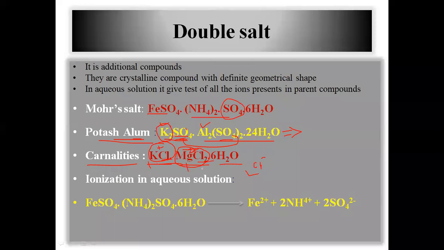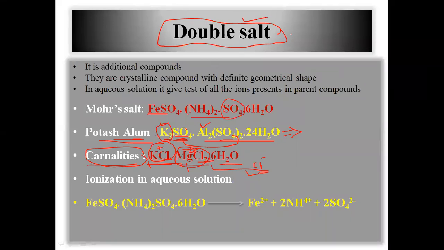In solution, you will see that carnallite gives three ions, meaning complete ionization of the salt. This is the basic characteristic of the double salt. When there is a combination of two salts, the compound is known as a double salt, or simply it is also called an addition salt. Addition means there is simply an addition of the two salts, so that's why it is called an addition salt.